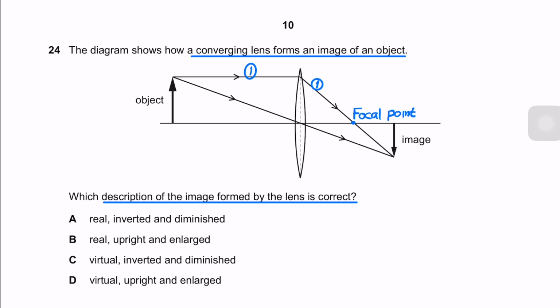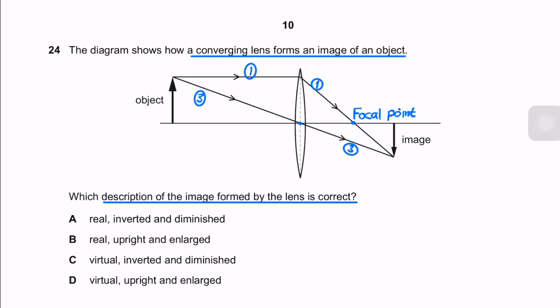A ray that passes through the optical center continues in the same direction. This is the optical center of the lens, and as you can see, it travels straight. The point where both these rays intersect, we draw the image from the principal axis to this intersection point. Now you can see the arrows are inverted. The arrow for the object is upward, and for the image it is downward. So you can safely say that this is an inverted image.